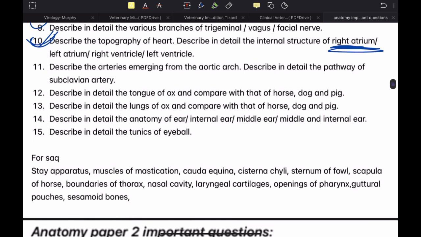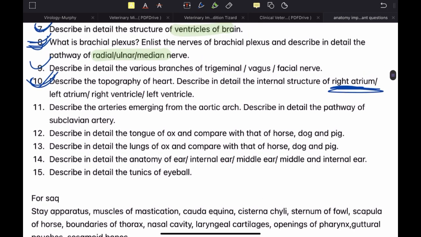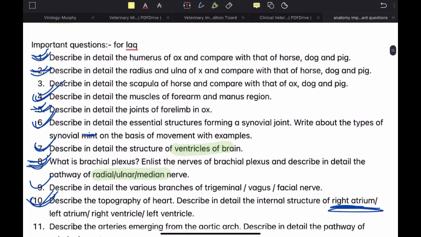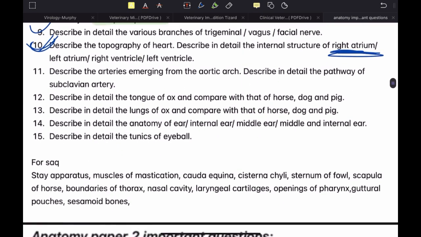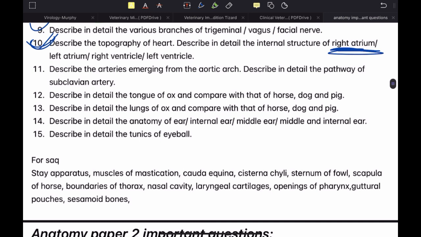Okay. Then describe the arteries emerging from the aortic arch. Describe in detail the pathway of subclavian artery. Again, a very lengthy question. If you want to leave it, you can leave it. But if it is asked in the exam, then if you haven't studied it, again, just like all the other topics, you are not going to be able to answer it. That is why I've written here. And it is a very big question. You have to memorize a lot. So if you have time, you should definitely go through this. Definitely after making sure that you have completed all these above topics. Then describe in detail the tongue of ox and compare with that of horse, dog, and pig.